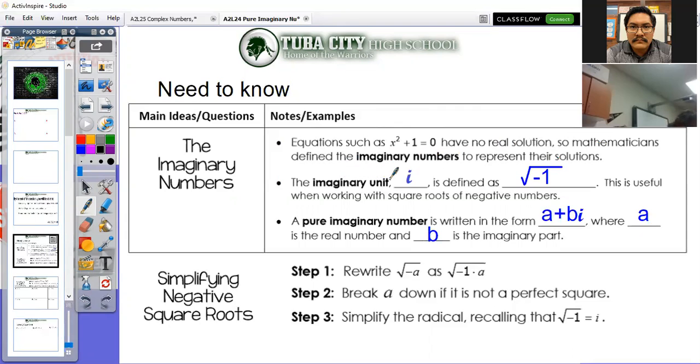The imaginary unit is written with this cursive i. It has a name, I just forgot what it is. And it's defined as the square root of -1. So again, i is the same thing as the square root of -1.